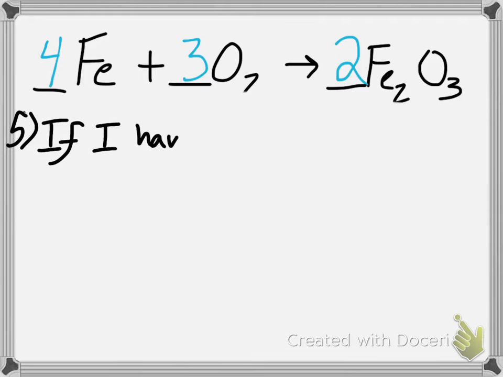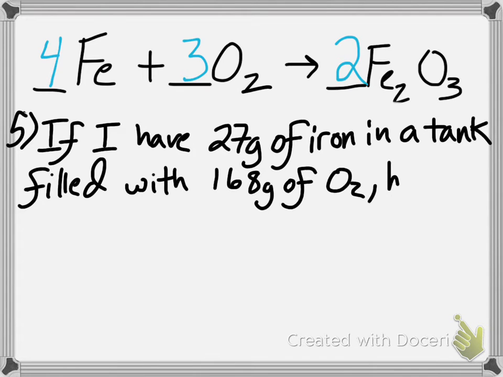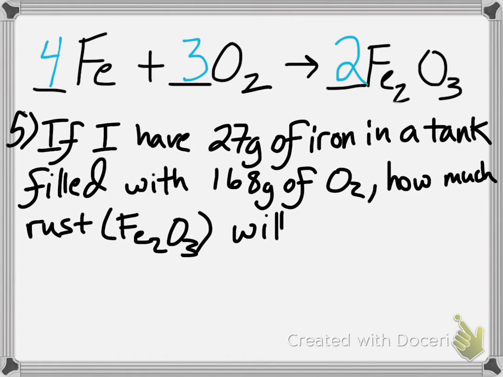So number 5. Sorry, I know these are lovely jokes. If I have 207 grams of iron in a tank filled with 168 grams of oxygen gas, how much rust will be formed? So, if you just leave a piece of iron somewhere and you want to know how much rust will form on top of it.